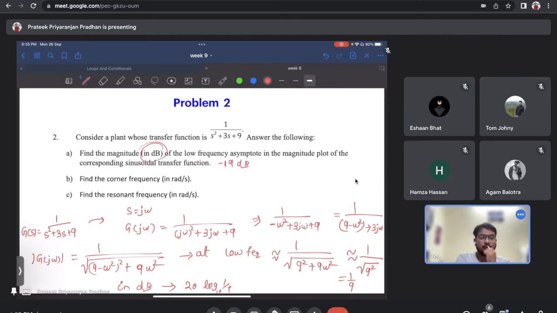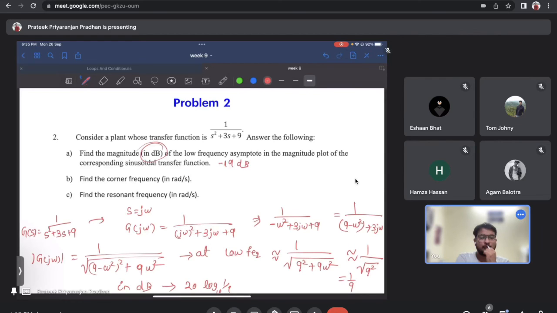minus omega square plus 3 j omega plus 9. Am I correct? Let me check. Yeah, minus omega square plus 3 j omega plus 9. At resonance frequency, the magnitude becomes the maximum, and the derivative will be zero there. So the magnitude of G of j omega is 1 upon root over of (9 minus omega square) whole square plus 9 omega square. So this whole term will become maximum.